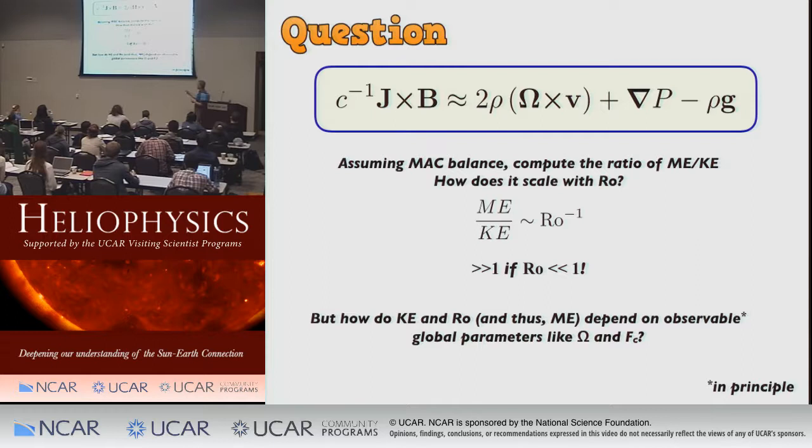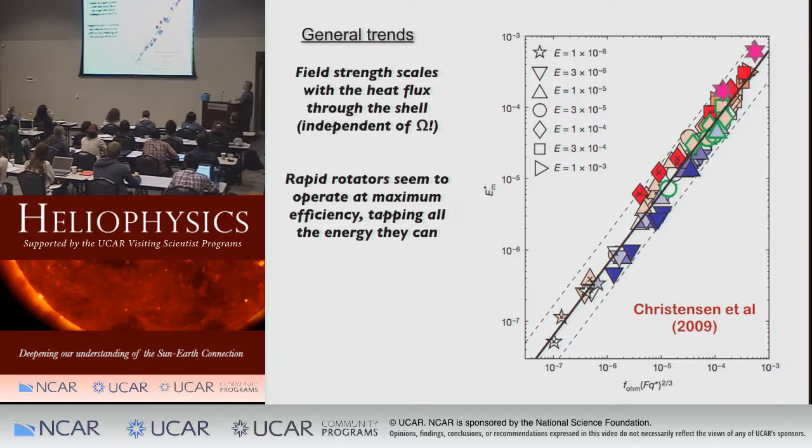So we want to know how the magnetic energy scales with things like this. But we would have to know how the Rossby number itself will depend on these things, and the kinetic energy will depend on these things. So this little relation here is very instructive, but it doesn't tell us what we really want to know, which is how the magnetic energy depends on global parameters. And it turns out that there's an argument that these things don't depend on the rotation rate at all. So the magnetic energy seems to scale with the heat flux.